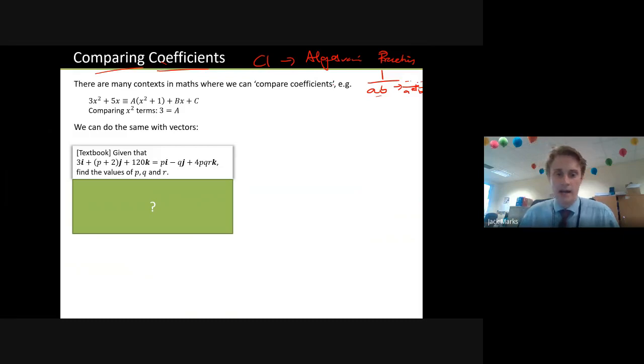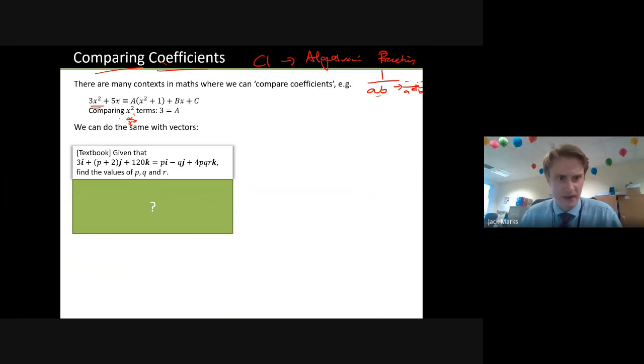So comparing coefficients is used for all sorts of other purposes as well. There are a few situations you can do this in. If you have something like this, the idea is the x squareds on the left should be equal to all of the x squareds on the right, and the x's on the left should be equal to the x's on the right. And the numbers, the x zeros, should be equal on the left to the right.